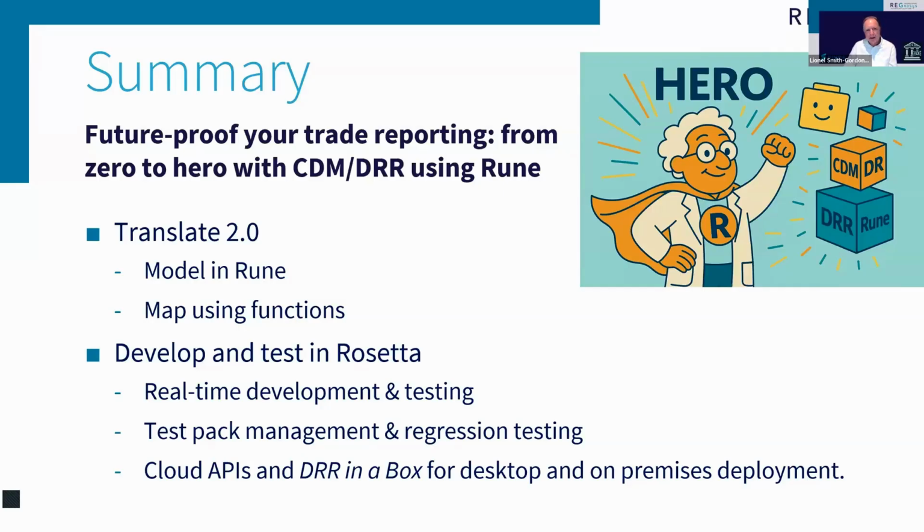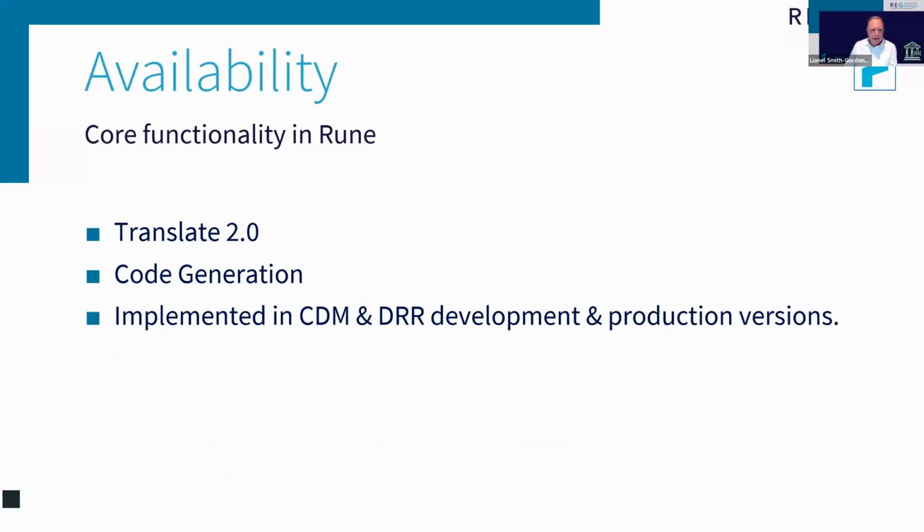We've seen Translate 2 and these new capabilities in RUNE to model and map. And we've also had a look at some of the capabilities in Rosetta for development and testing, managing regression testing, and then deploying for both test and on-premises. All of this is available today.